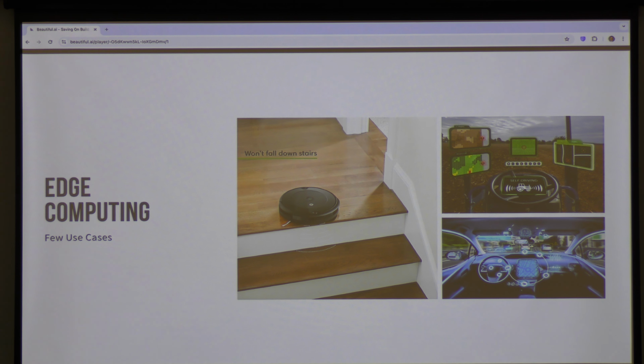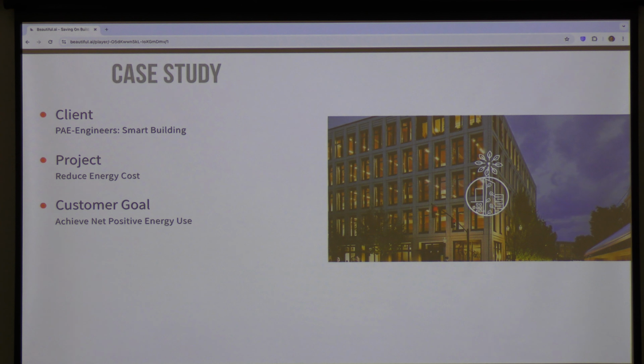Smart cars, and also agriculture where there is no internet available, you could do self-driving. Okay. Next.